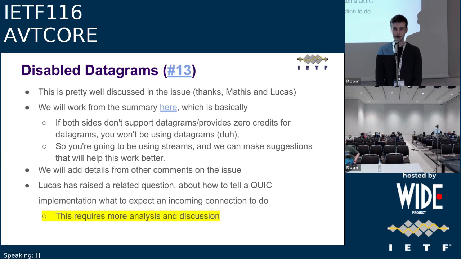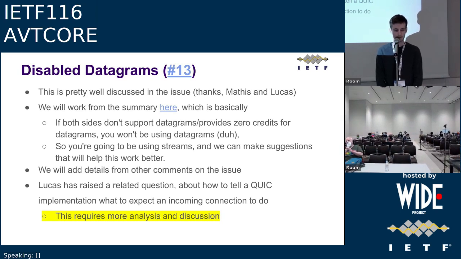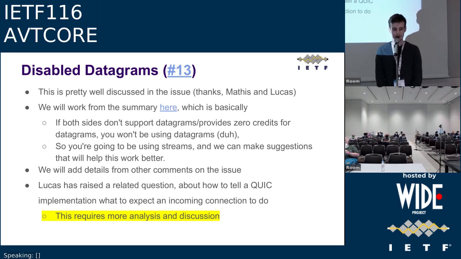Disabled datagrams, I think that was raised by Lucas some time ago. And I see that we discussed this in the issue. I think I mostly misunderstood the issue in the first place, but that kind of helped clear that out. So Spencer wrote a summary about this, which says that if both sides don't support datagrams or provide zero credits for streams, then you won't be using streams or datagrams, depending on what you have. And we will add details for considerations for this. Like if you don't have datagrams, then you can probably not use datagrams. And if you want to send streams, as said before in the previous issue, you need to have max streams set to a limit that allows you to send enough streams to get your RTP packets through.